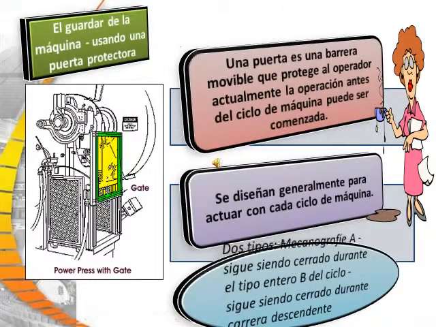A gate is a movable barrier which protects the operator at the point of operation before the machine cycle can be started. They are usually designed to operate with each machine cycle. Type A remains closed during the entire cycle, whereas Type B remains closed only during the downstroke situations.